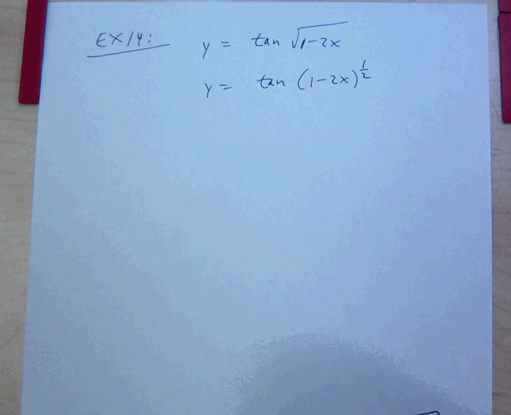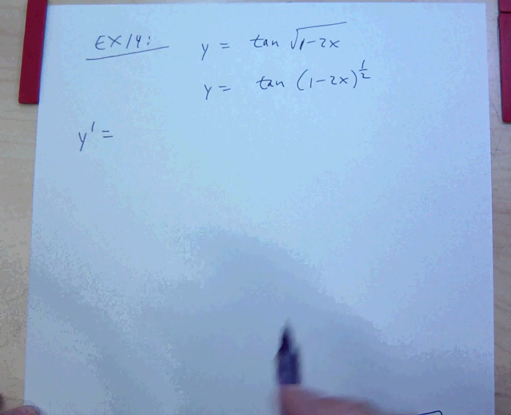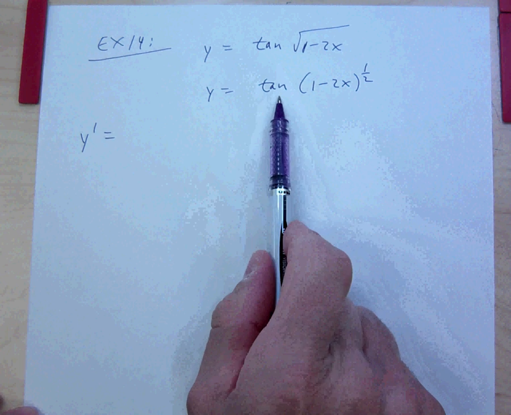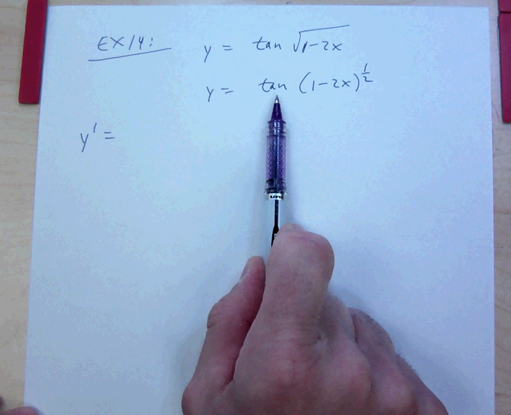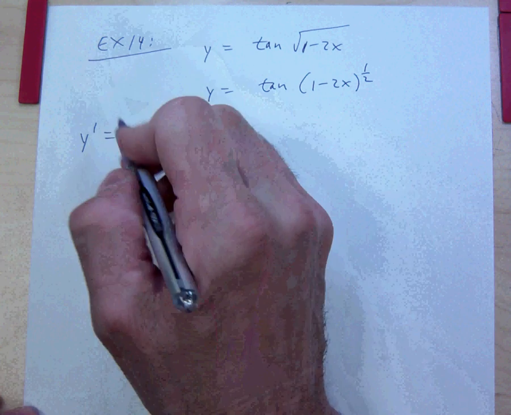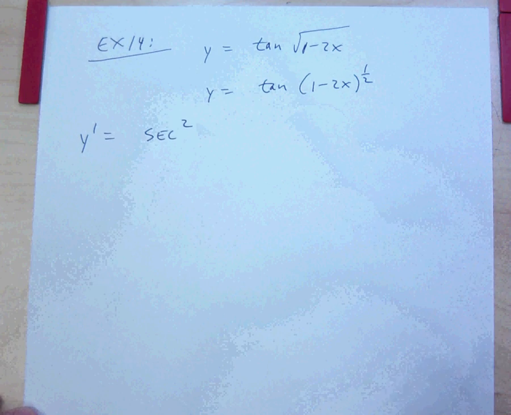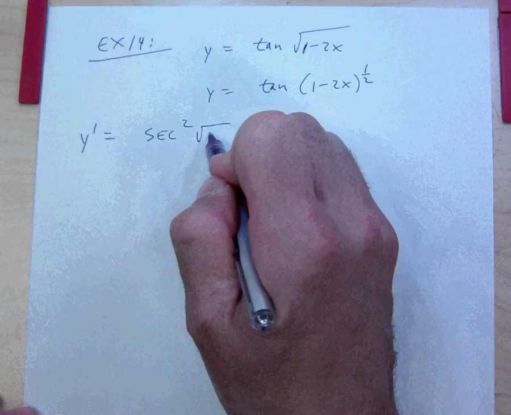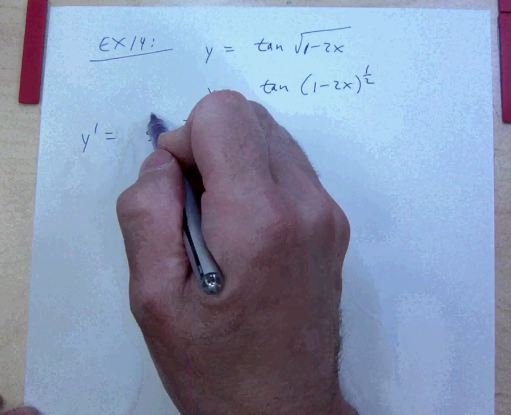Okay, so here it goes. I start by taking the derivative of the outside function. Well, the outside function is clearly tangent. And so what's the derivative of tangent? The derivative of tangent, if you remember from last time, is secant squared. And so after you take the derivative of the outside, you're supposed to put the inside back in exactly the way it was. Okay? And then multiply all that by the derivative of the inside.